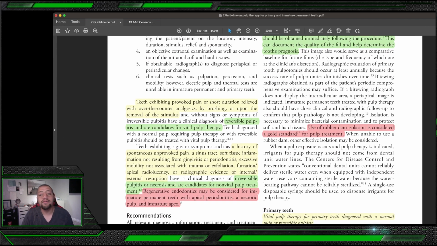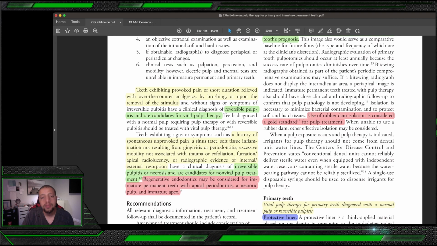And then we're going to speak about the first factor: whether the tooth has reversible pulpitis and is a candidate for vital pulp therapy, or irreversible pulpitis or necrosis and is a candidate for non-vital pulp treatment. So the vital one, which is reversible, as we mentioned previously, accepts provoked pain of short duration, relieved with over-the-counter analgesics, by brushing, or upon removal of the stimulus. Why am I saying the exact words? Because you might see the exact words in the question, so pay attention to the exact wording.